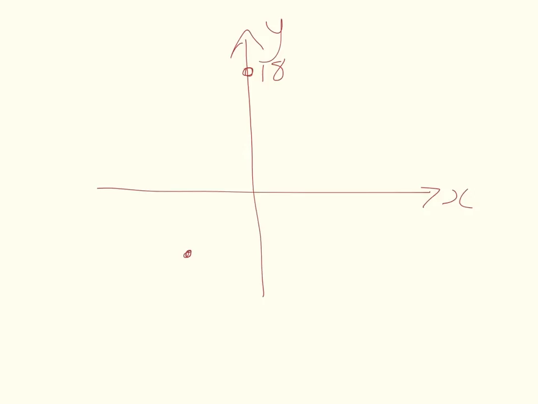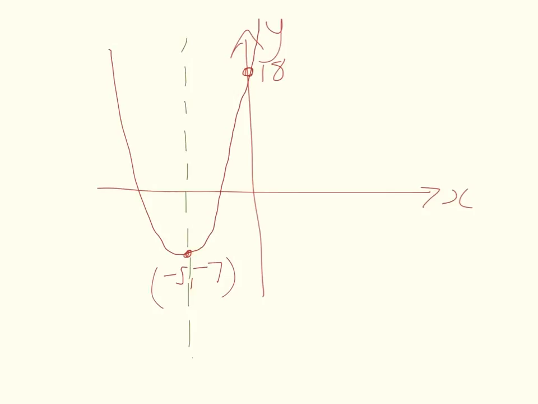All you need to do now is draw your parabola connecting these 2 points. And you just need to state quite explicitly what the coordinates are. So we've got a turning point of (-5, -7). It crosses the y-axis at 18, and it is symmetrical about the equation x equals -5.